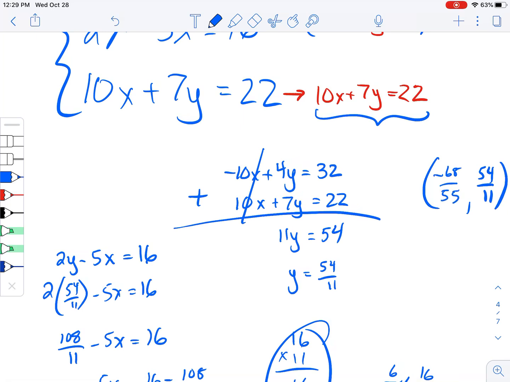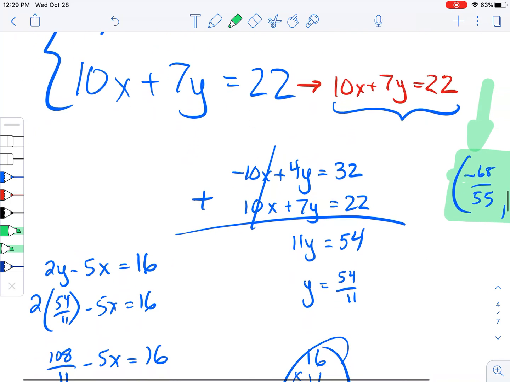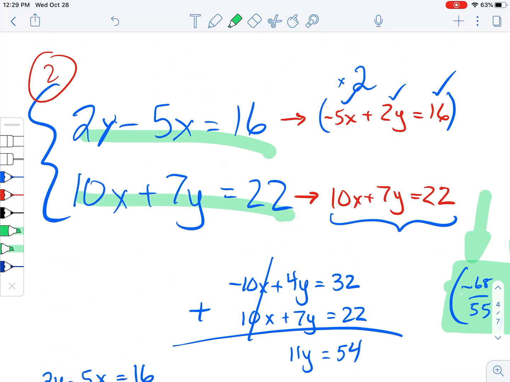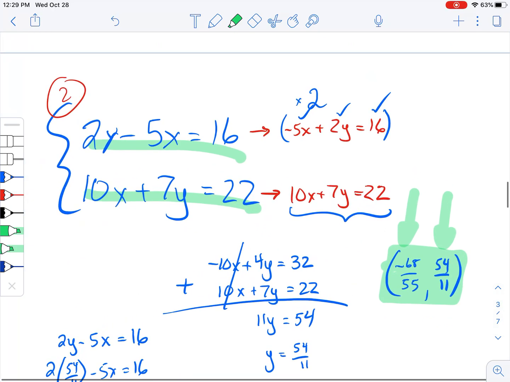As you can see, friends, we are no longer in the land of nice, friendly answers. Sometimes we get fractions. And now you would have to plug in your x value and your y value into both equations to make sure it checks. I'm not going to make you do that here, but that would be the right thing to do if you really wanted to get full credit.